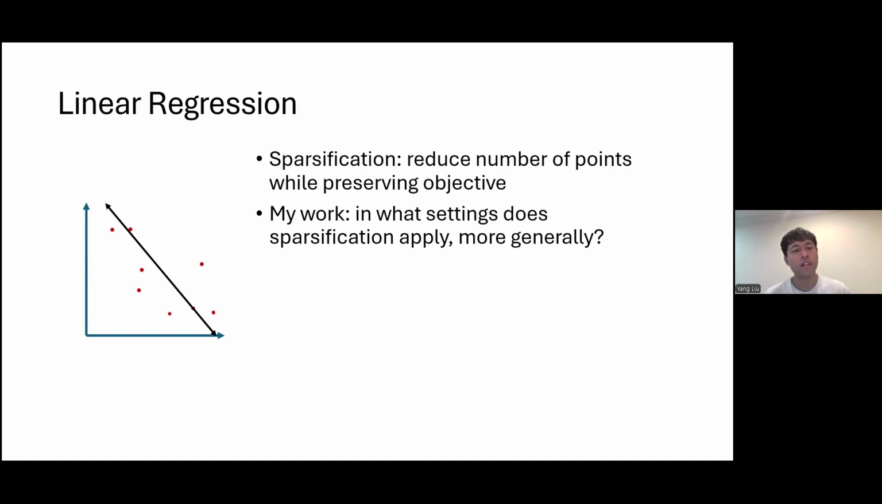And in my work, I've studied in various settings. In what settings is it possible to apply this sparsification procedure? In what sort of best fit scenarios can we reduce the number of points while still preserving the properties we want?